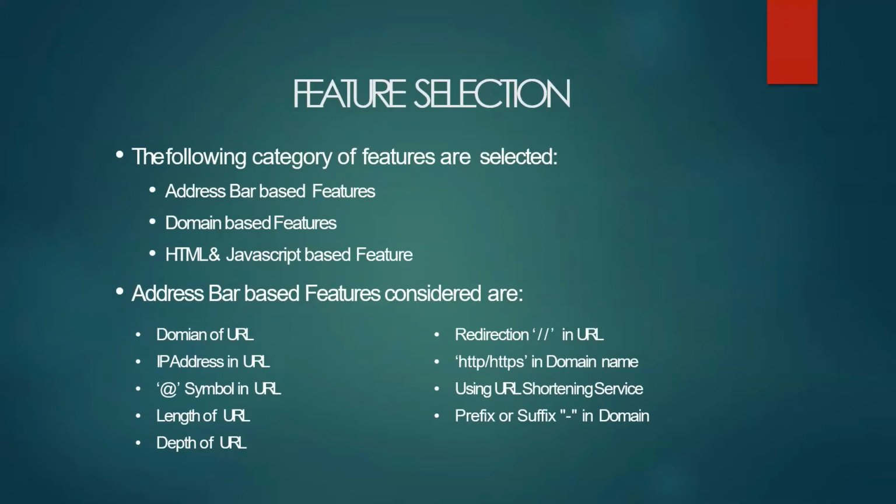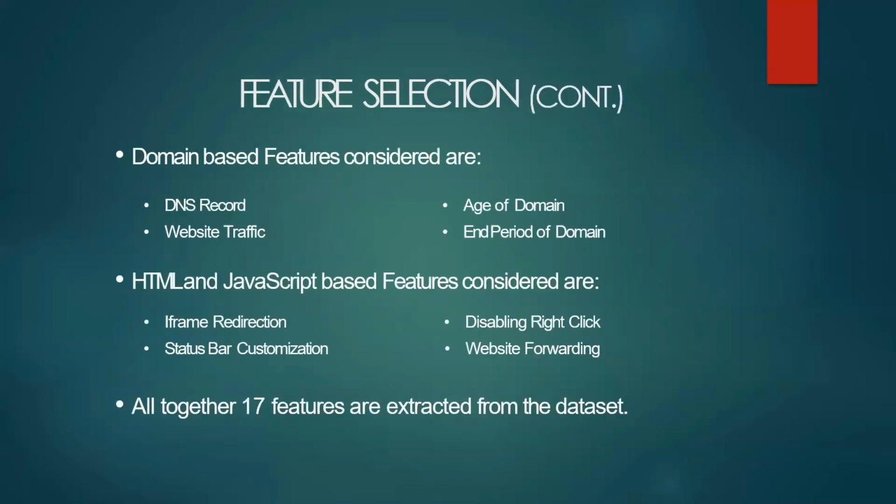So here the features are divided into three types: address bar based features, domain based features, and HTML and JavaScript based features. Address bar based is nothing but the domain of the URL, IP address, prefix and suffix in the domain, length of the URL, and depth of the URL. The second one is domain based, which has four different features, all obtained from the domain name of the URLs. The data is obtained from a package, and we have to download it before running the code. And the HTML based group has four different features which are extracted by parsing the HTML code. Altogether, features are extracted from each URL.